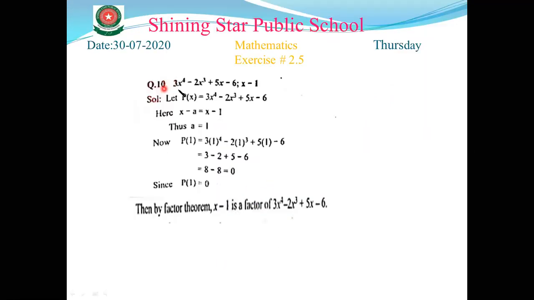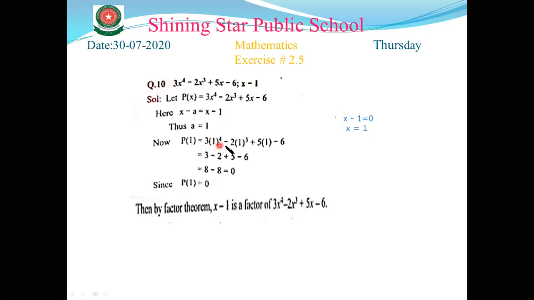Now, in question number 10, in this polynomial, we have to check x minus 1. Now, we have to put x equal to 1 because we know that when we write x minus 1 equal to 0, it becomes x equals 1. Very simple. So that's why we put here x equal to 1.